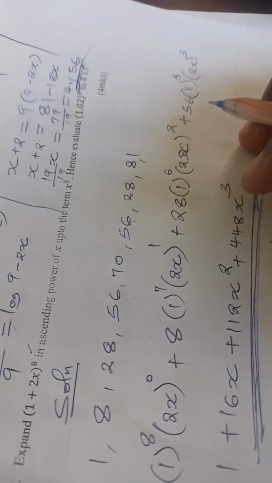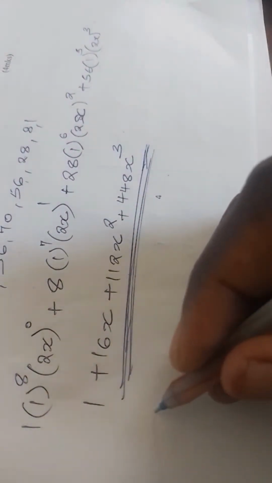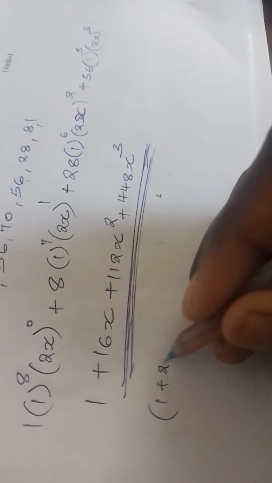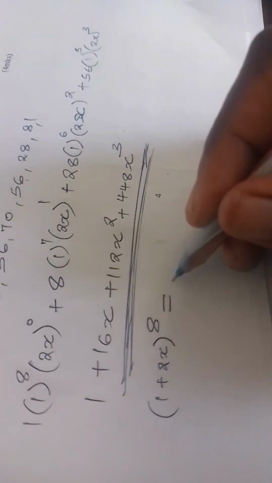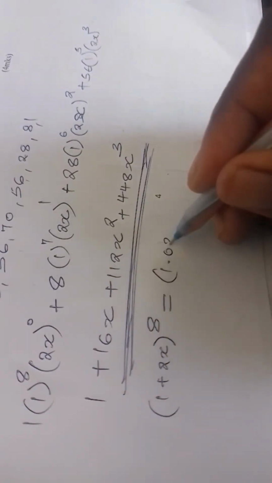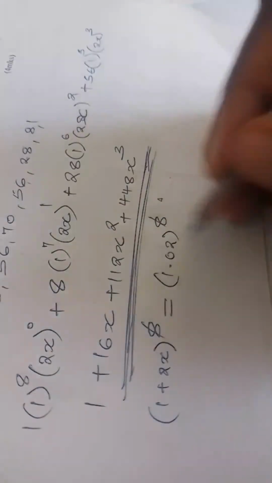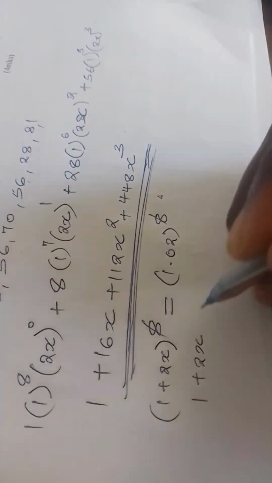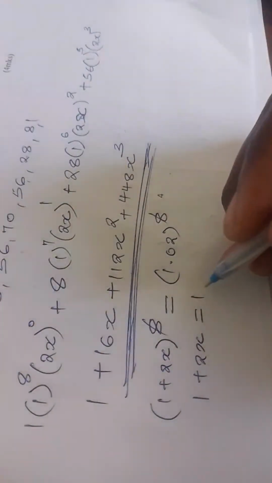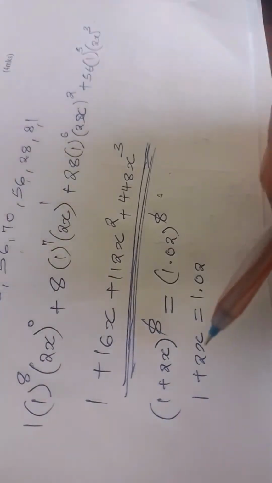Then now we have been told to evaluate. We can say this one, 1 plus 2x raised power 8, is the same as 1.02 raised power 8. Then we can cancel. If we cancel, this one will be 1 plus 2x is equal to 1.02. Then we can take 1 to the other side.